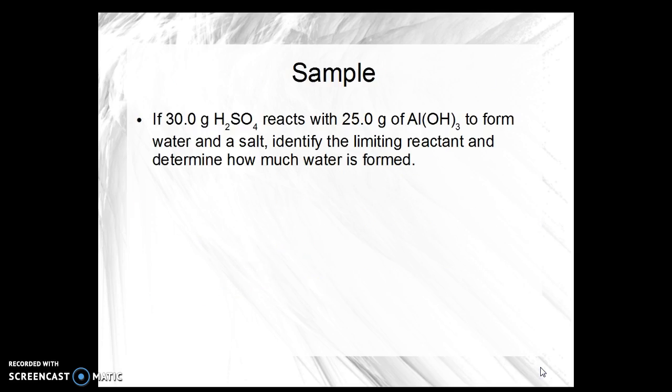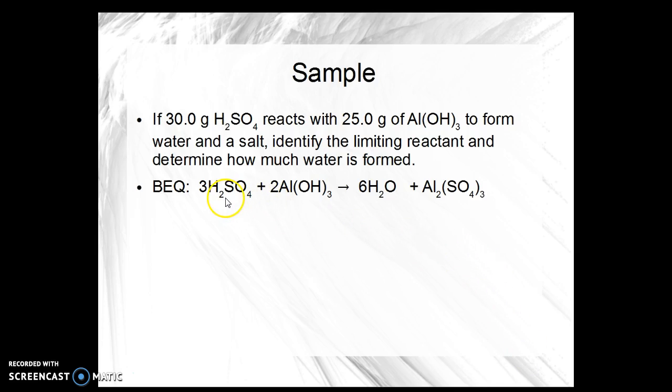Let's do another example. If 30 grams of sulfuric acid reacts with 25 grams of aluminum hydroxide, forming water and a salt, identify the limiting reactant and determine how much water is formed. Well, we first of all start as always with a balanced chemical equation. And we need 3 moles of sulfuric acid to react with every 2 moles of aluminum hydroxide. That would form 6 moles of water and 1 mole of aluminum sulfate.